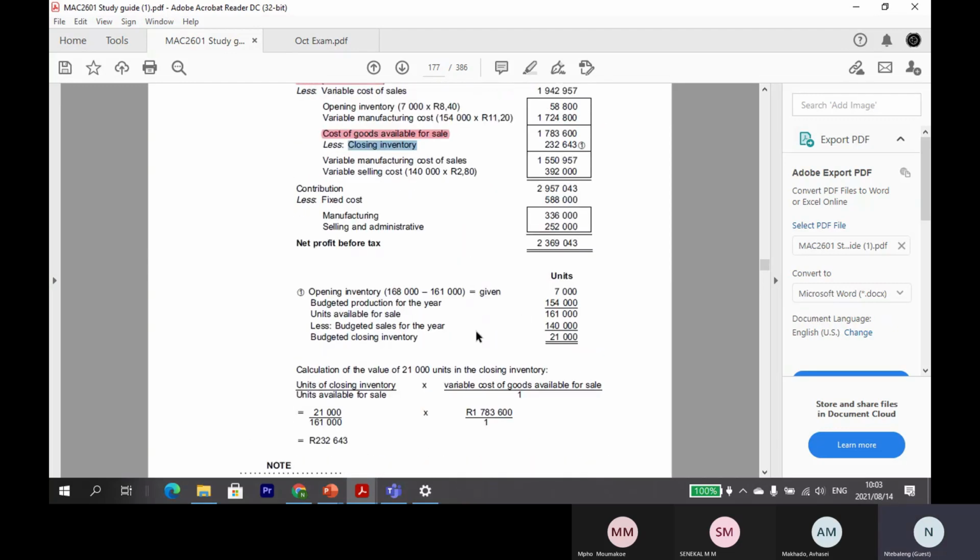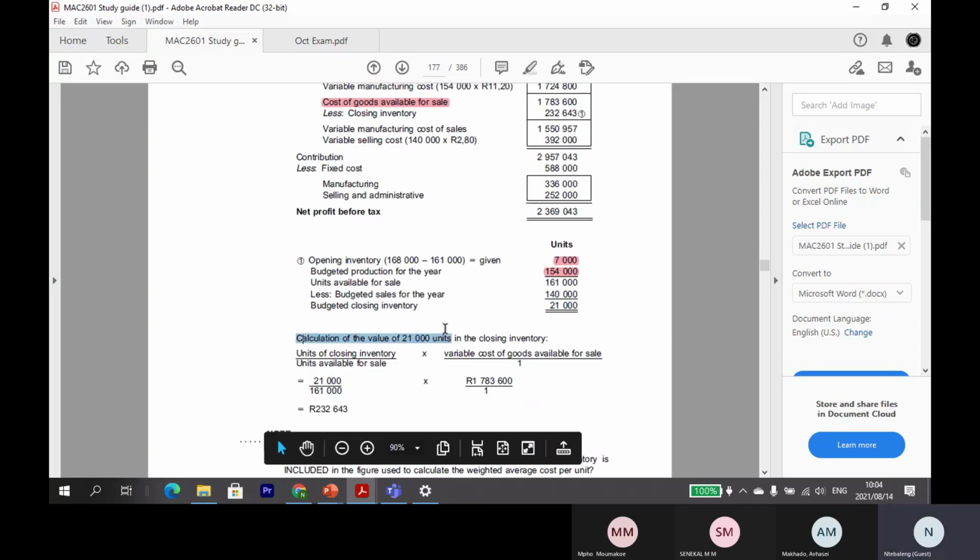And for me to do that, let's look at Calc 1. They gave me the opening inventory, there I have it, 7,000. The budgeted for the year is 154. So I've got units available for sale being the 161. Then I have to less my budgeted sales, it's 140. So my closing is 21,000. Okay. And then after getting that, we continue.